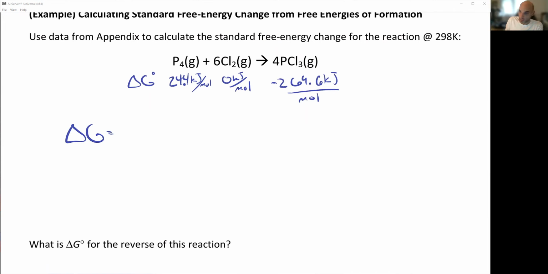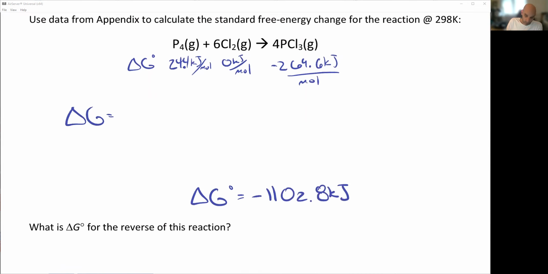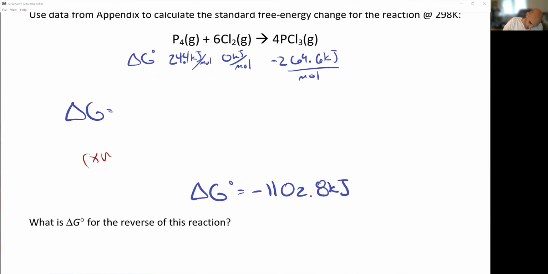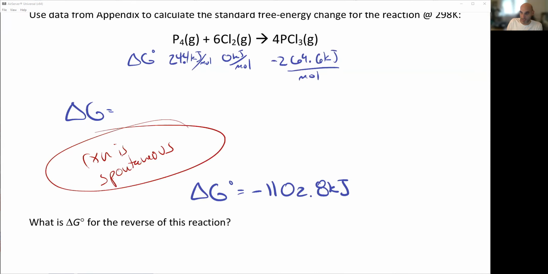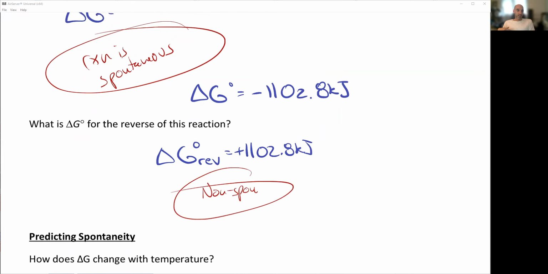So you should do the reaction, and hopefully when you do this calculation, you find out that delta G naught is equal to negative 1102.8 kilojoules. So what do we know about the reaction? That's right, the reaction is spontaneous. So that being said, what is the delta G of the reverse of this reaction? So delta G naught of the reverse of this reaction would be what? That's right, positive 1102.8 kilojoules. So this reaction would be non-spontaneous. Right, spontaneous in one direction, it's non-spontaneous in the other.